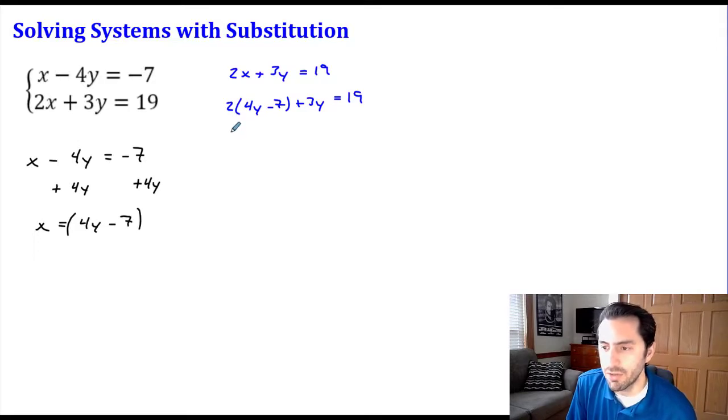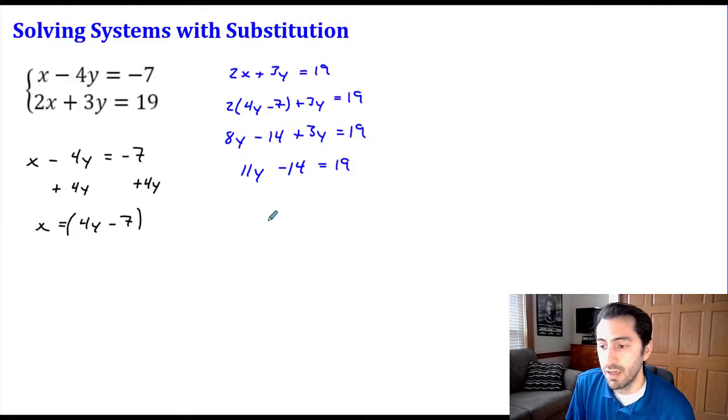We'll start by distributing the 2. 2 times 4y is 8y. 2 times negative 7, we have negative 14. And then plus 3y is equal to 19. Combining like terms, 8y and 3y is 11y. And isolating the variable term, we'll add 14 to both sides. And we get 11y is equal to 33. And dividing by 11, we're able to solve for our y value, and we know it's 3.